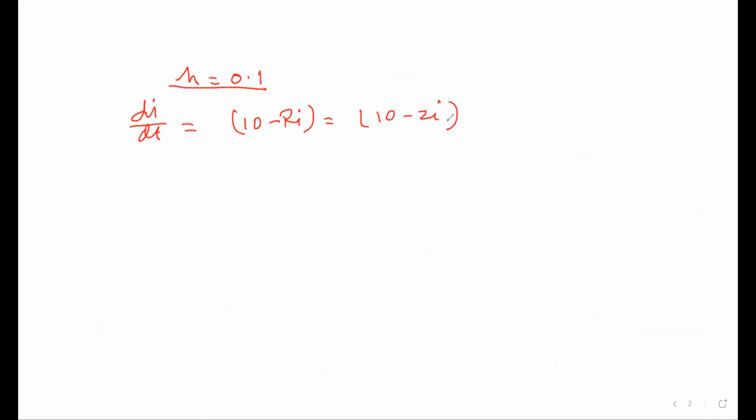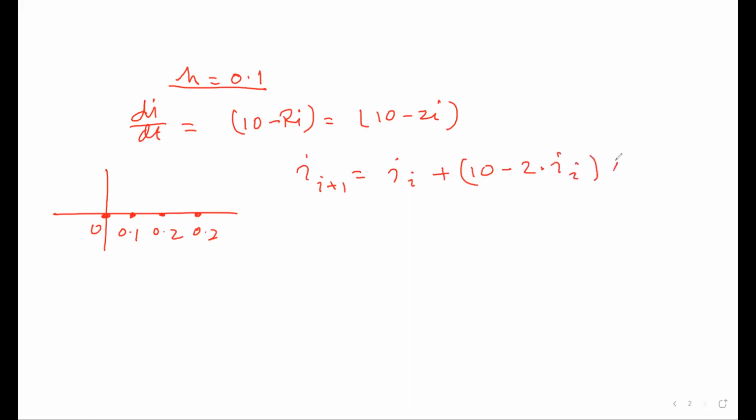Now, according to our Euler algorithm, if we have a time step, for example, say our initial step is this, next step is this, next step is this. This is 0, this is 0.1, this is 0.2, this is 0.3, something like this. So if you want to find a general algorithm for this, our algorithm will be i at (i plus 1) time step equal to i at i time step plus (10 minus 2 into i at i time step) multiplied by step size. Is it not?